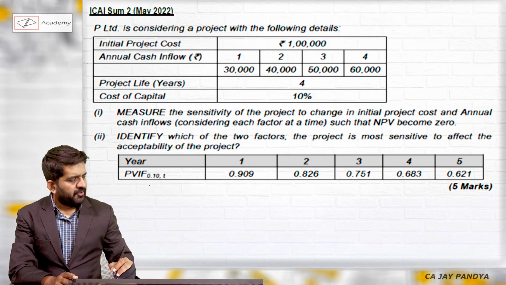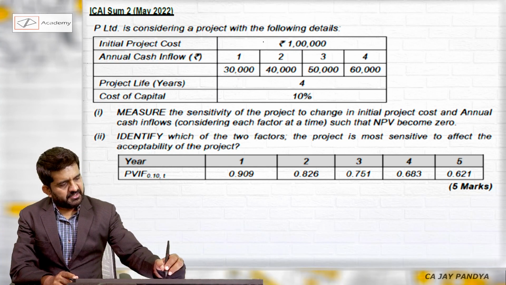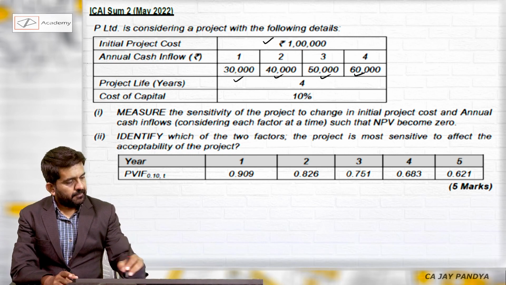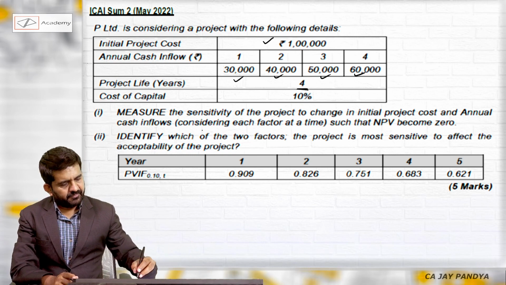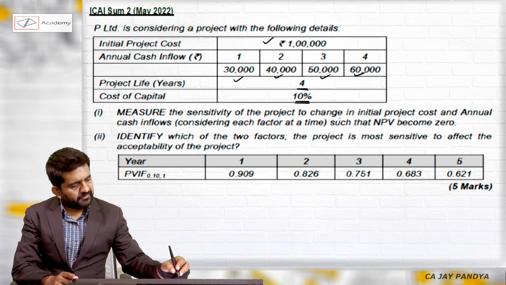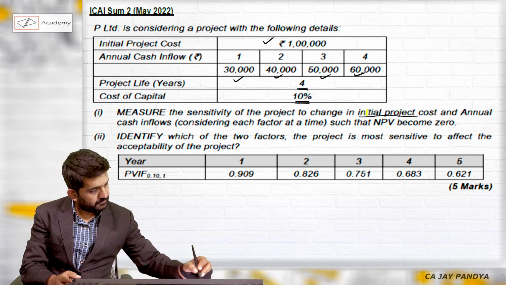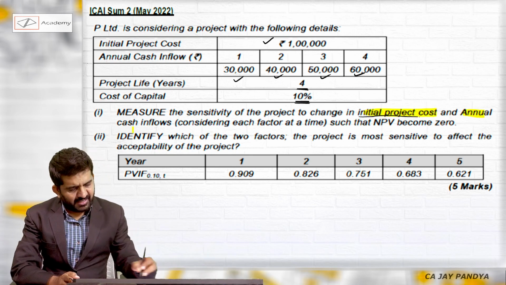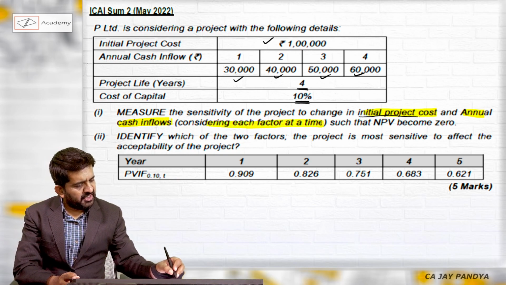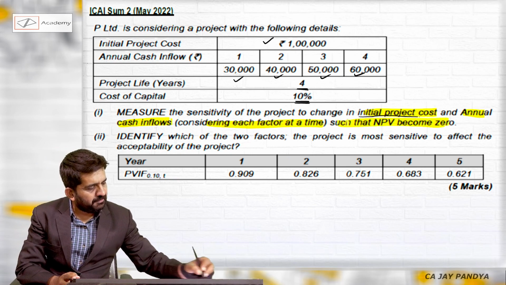ICAI sum number 2, May 2022, again of 5 marks. P Limited is considering a project with following details. Initial project cost is given, cash flows are given, project life is given, cost of capital 10%. Measure the sensitivity of the project to the change in initial project cost and annual cash inflows, considering each factor at a time, such that NPV becomes 0.